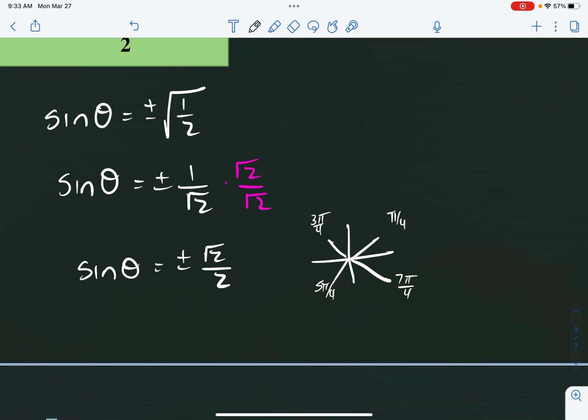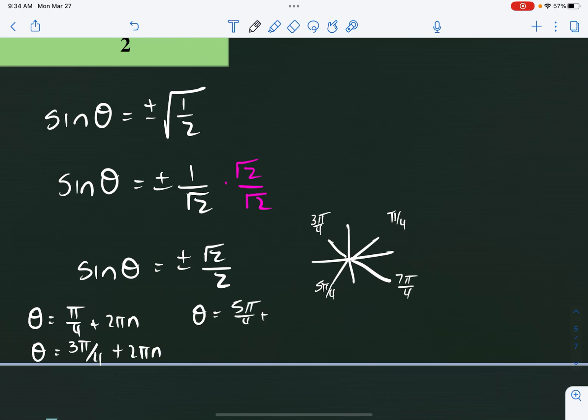I'm going to go basic here, and I'm just going to write all of them. And remember the sine function repeats itself every 2 pi. So to get all the angles that have this one, I'm going to add 2 pi n. So my theta would be pi over 4 plus 2 pi n. Theta is equal to 3 pi over 4 plus 2 pi n. Theta is equal to 5 pi over 4 plus 2 pi n. And theta is equal to 7 pi over 4 plus 2 pi n.